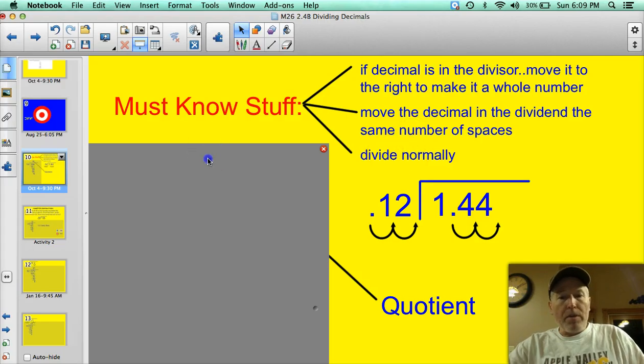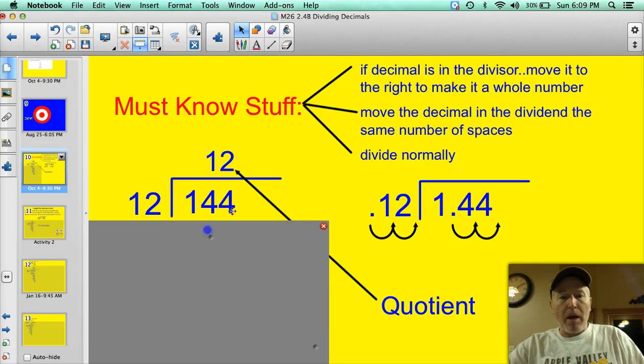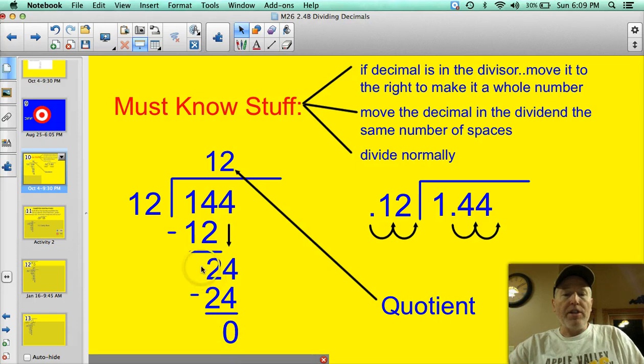So moving the decimal 2 places, I've created a new problem. Instead of 0.12 divided by 1.44, I am now dividing 12 by 144, which of course you know is 12, but I've shown my work here. And just as a review, does 12 go into 1? No. Does 12 go into 14? Yes, it goes in there 1 time. So I put my 12 down. I subtract away and I have 14 minus 12, I have 2 left.